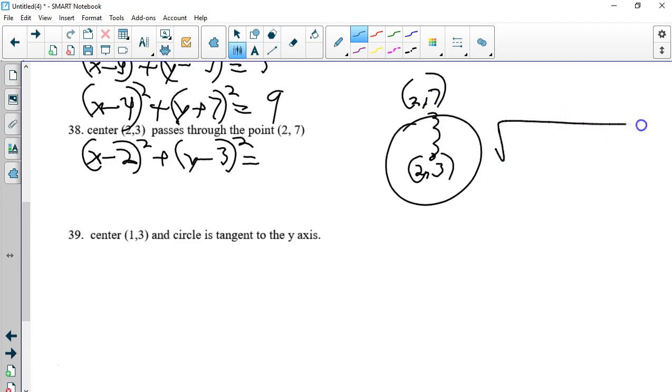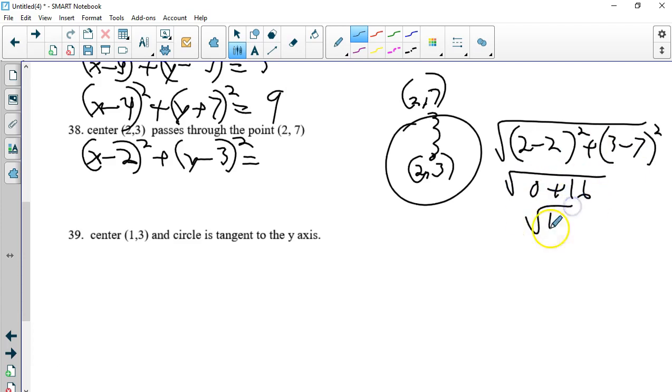Or we can do, if the numbers weren't that nice, like let's say it was 3, 8, you would do the distance formula. And so what you would do is 2 minus 2 and 3 minus 7, which would get you 0 plus 16, square root of 16, and the radius is 4. But remember, we need to square the radius, so that's 16.